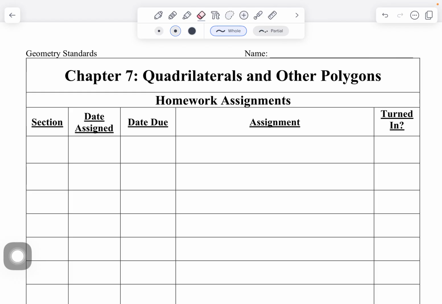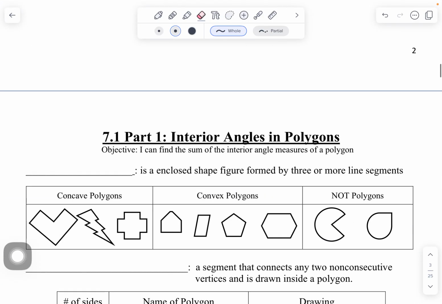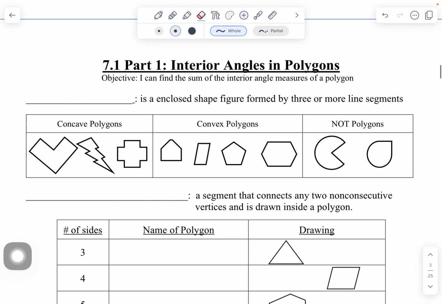Today we are getting into chapter 7, which focuses on quadrilaterals and other polygons. Today we're going to be focusing on the polygon piece. So open up your notes packet to page 3, which is the first page with notes.